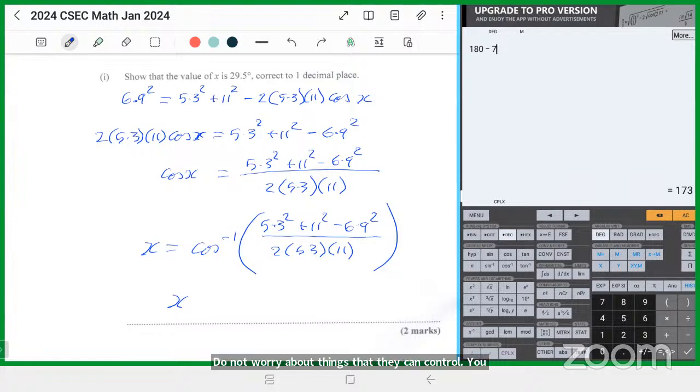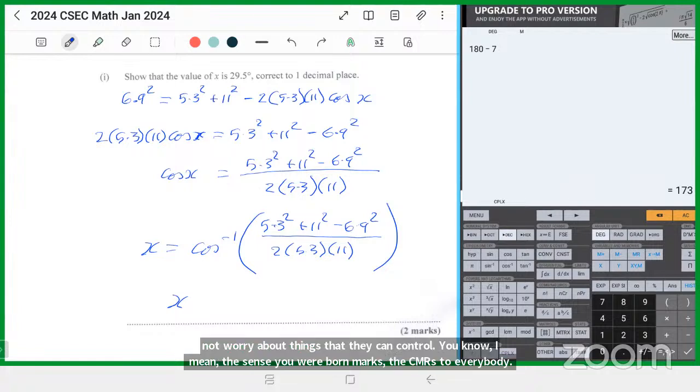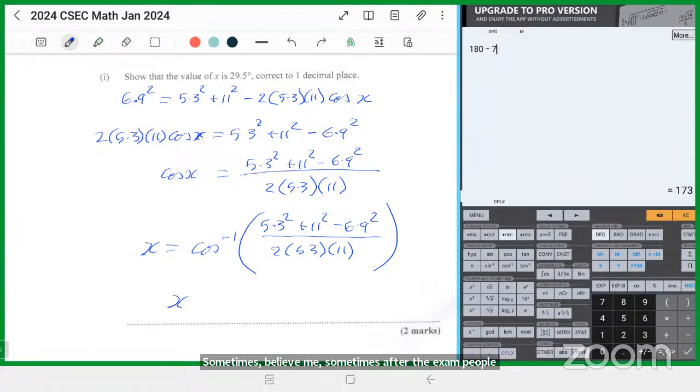Sometimes, believe me, sometimes after the exam paper reaches the examiners or the markers, they will say, no, this is not fair. This mark is not fair. And they will change the mark scheme sometimes. It happens. You understand me? You don't know what you said about marks. Just work the questions. For 1 mark, 1 whole something value, you want the 1 mark.